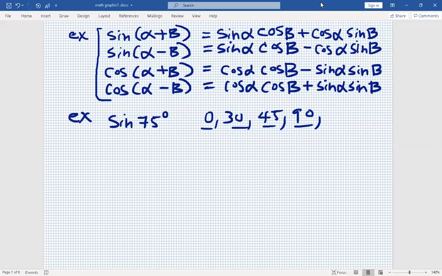Well, if you look at it very carefully, we notice that the sine of 75 is going to be 45 plus 30, right? And now the hard part is finished, you actually broke the angle down into something smaller, and then we could use one of the formulas. Since we're adding now, we could use the first one. So let me go ahead and write the formula first.